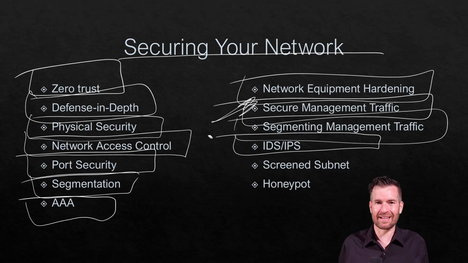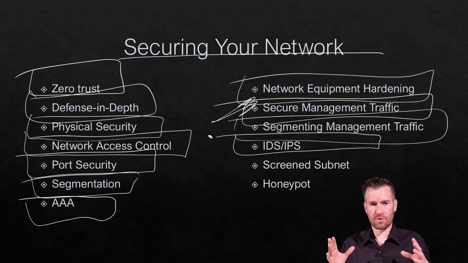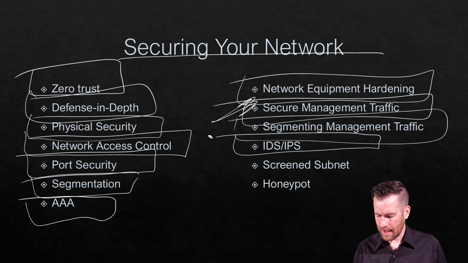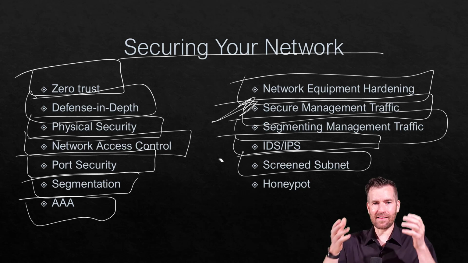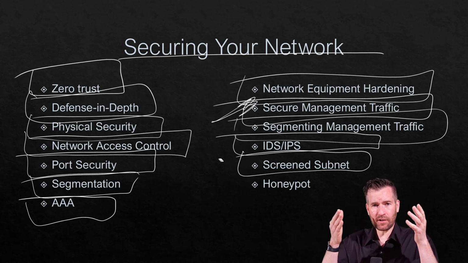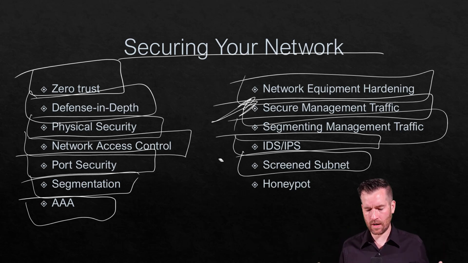Then we talked about intrusion detection system and intrusion protection system. Intrusion detection detects if there's been an intrusion, a suspected intrusion into your system. And then intrusion protection does the same thing, except it takes it a step further and blocks that traffic. We talked about a screened subnet or a DMZ, which is sitting off to the side, allows users from outside your organization to access certain resources without exposing the rest of your network.